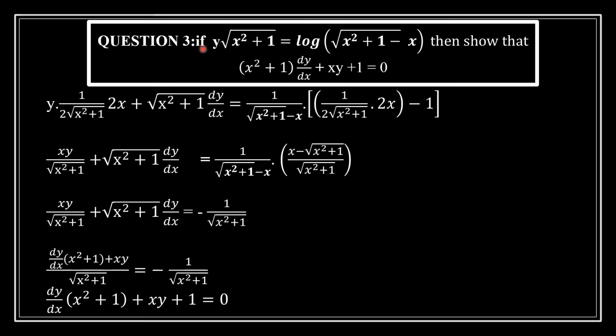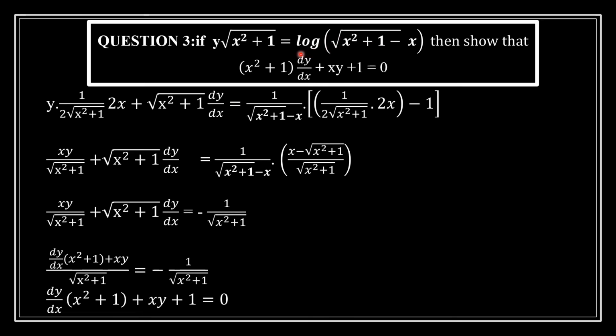I hope you understand that we have differentiated only this segment, y as it is multiplied by the derivative of the second term, plus the second term will remain as it is multiplied by the derivative of y, which will be dy by dx. So the left hand side has been differentiated, is equal to, now this is log.